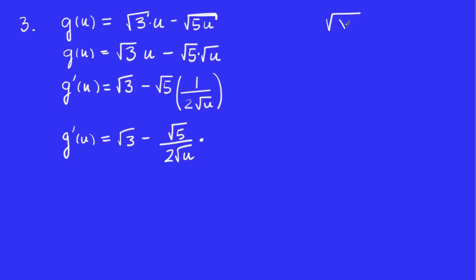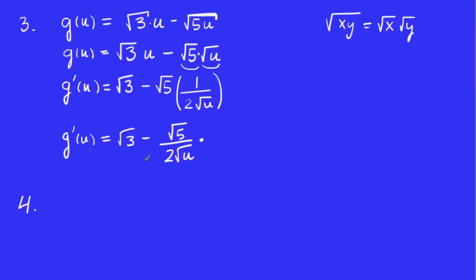It's a very simple change though, right? Remember this rule, right? Root of xy is root x times root y. You can separate out those roots. And that's what I did here in order to make it a constant times a power. Good. Number 4.